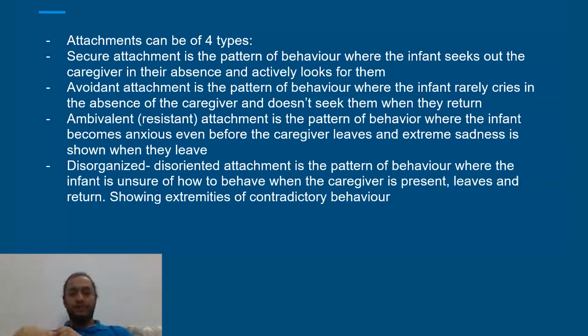Ambivalent or resistant attachment is when the infant is anxious even before the caregiver leaves, so they're already fearing that the caregiver is going to leave, and when the caregiver comes back, they seek them out very quickly, and there is extreme sadness when the caregiver is not there. And disorganized, disoriented attachment is when the infant doesn't know what to do, so they'll behave in very random ways. They'll cry, they'll go hug the caregiver, or they'll not miss the caregiver. They'll just sit. Right, so very contradictory sorts of behaviors.